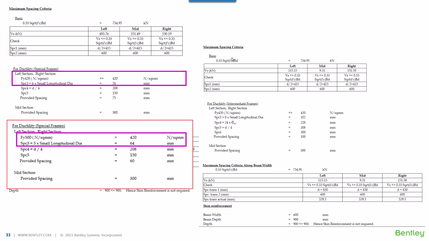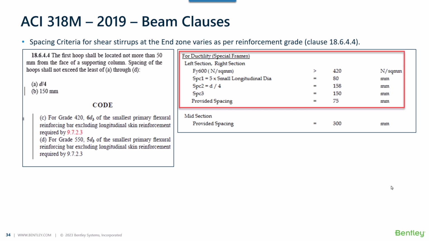But in case of special frame beams, when the grade of the steel for the shear stirrups is greater than 500, then there is a change in the spacing formulation for this condition. So if we look into this clause, that is 18644, the spacing criteria for the shear stirrups at the end zone varies as per the reinforcement grade, which we already saw. That is, the formulation changes when the reinforcement grade is changing.